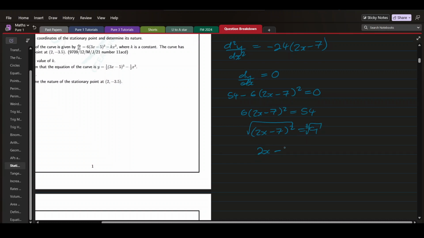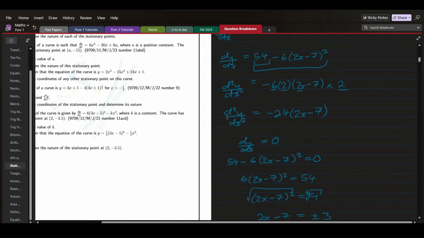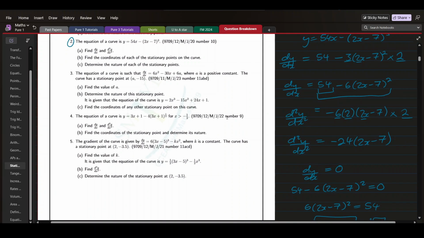So 2x minus 7 is equal to plus or minus 3. 2x is equal to 7 plus or minus 3. And you get x is equal to (7 plus or minus 3) over 2. And this results in our first solution, 7 minus 3, that's 4 over 2, so that's 2. And then 7 plus 3, 10 over 2, that is 5. Alright, so these are the x coordinates for our stationary points.